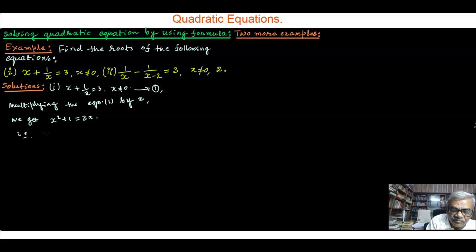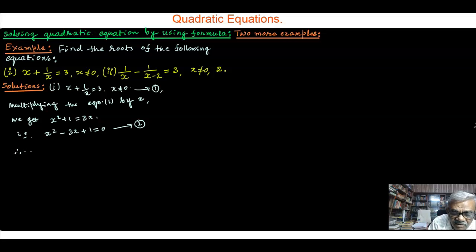left hand side. That is going to be x square minus 3x plus 1 equal to 0, which is the standard form of the quadratic equation. Originally it is not in the form of a quadratic equation.